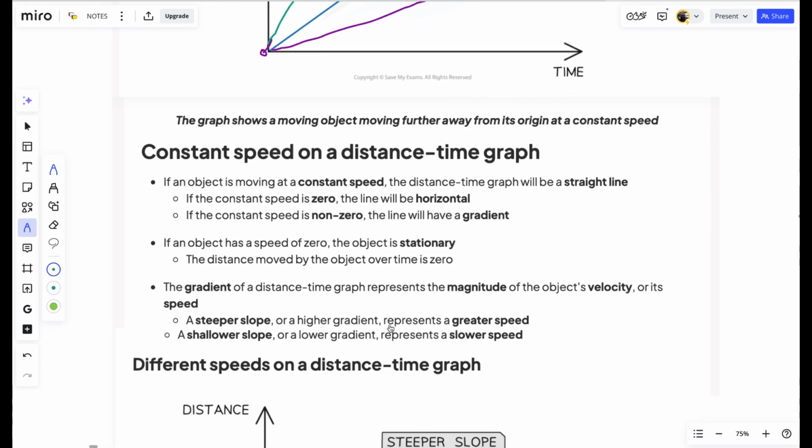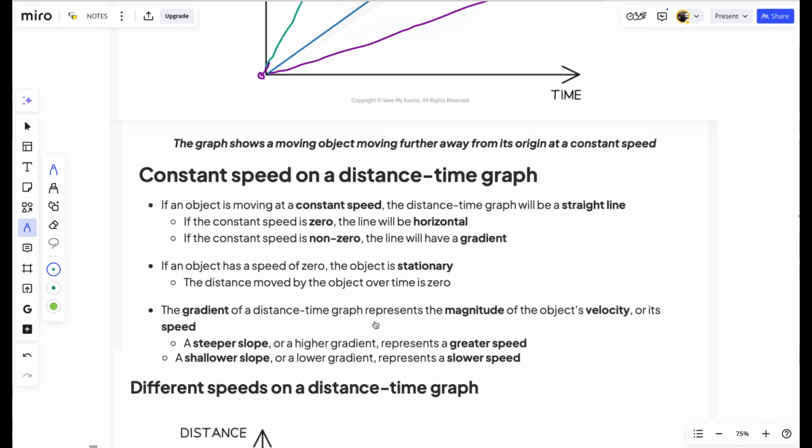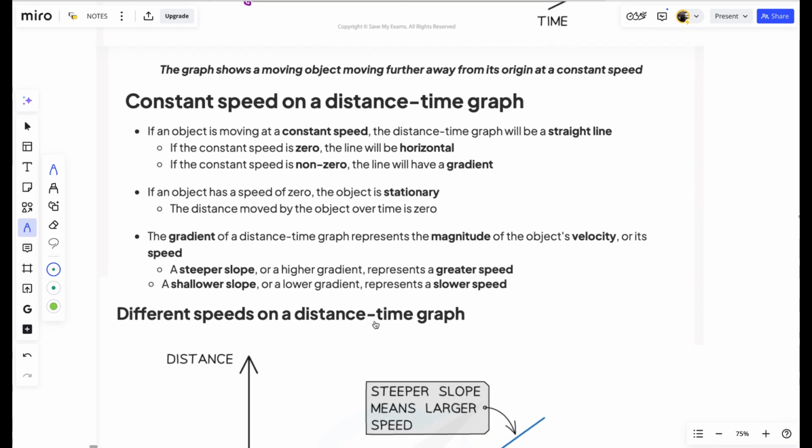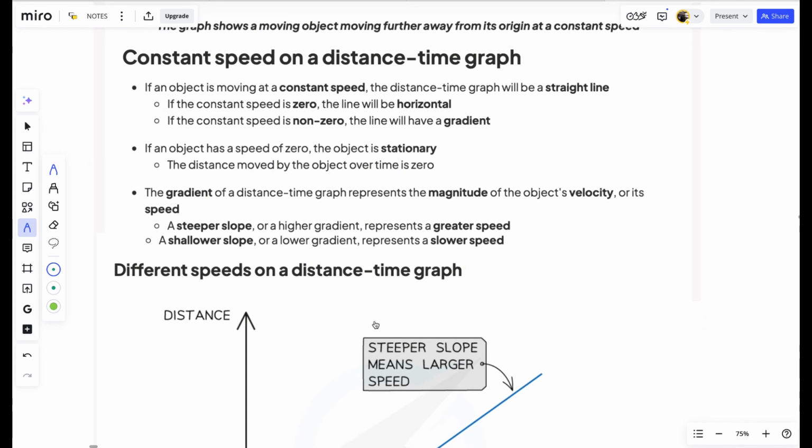Now, constant speed on a distance time graph: if an object is moving at a constant speed, the distance time graph will be a straight line, as we've shown. How fast it is depends on how steep the slope or the line is.